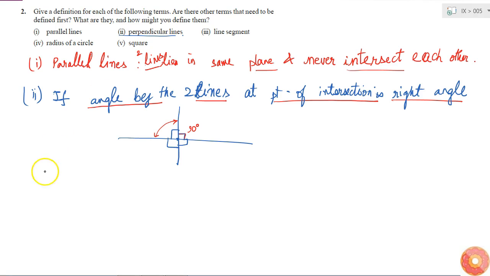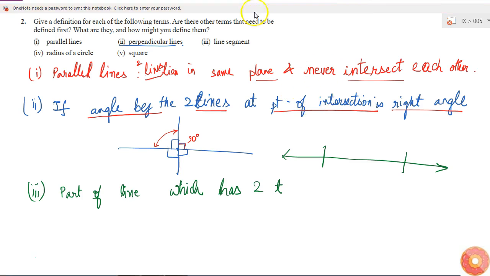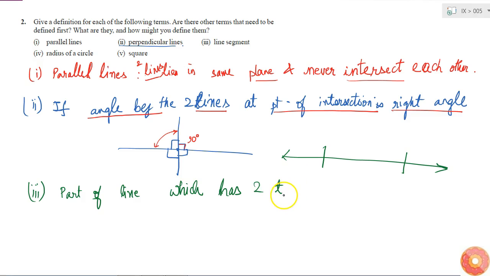Similarly, the third part is line segment. How can I define a line segment? Line segment is a part of a line which has two endpoints. Okay, I can define it like this. Why? Because a line has no ends. If it has one end, then we call it a ray. And if it has two ends, then we call it a line segment. That means it has a fixed length, and you can tell where its starting point is and where its ending point is. Therefore, a part of a line which has two endpoints is called a line segment.